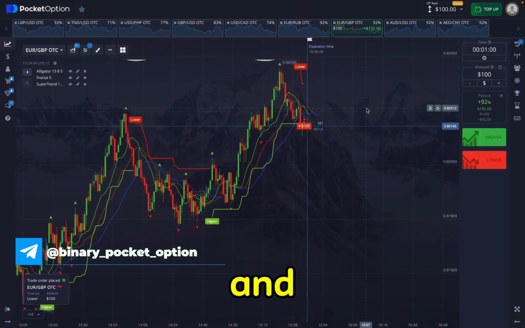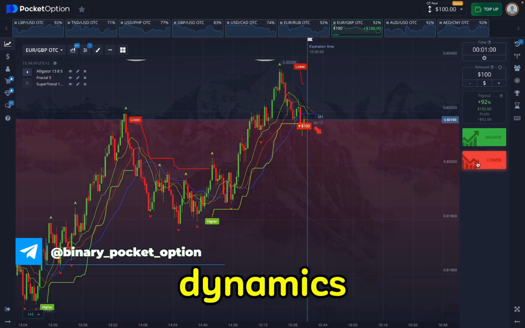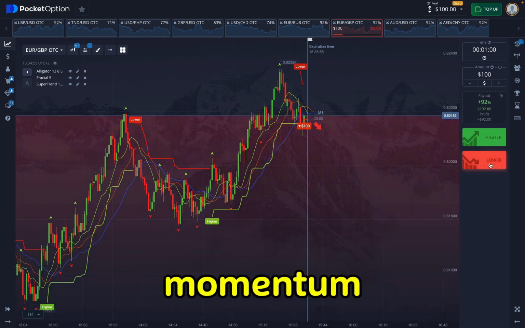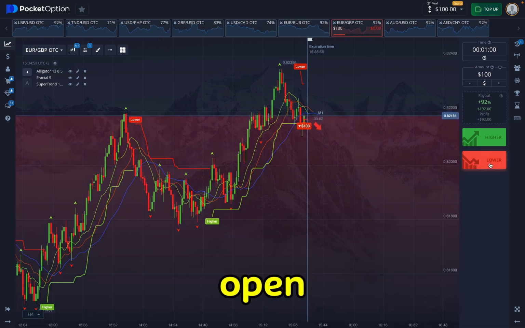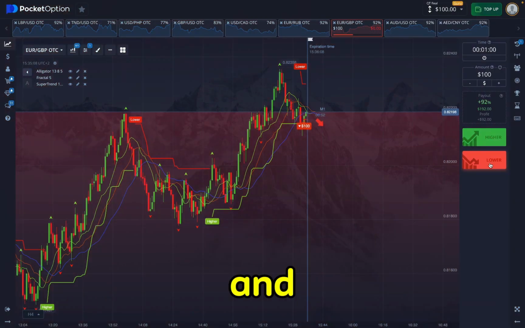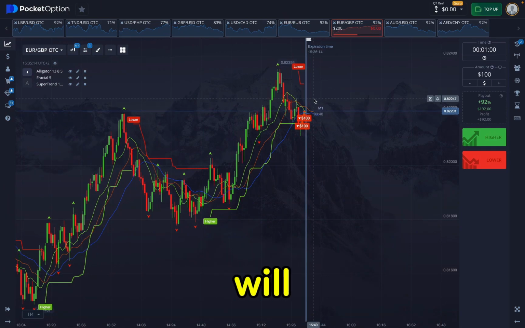And let's go ahead and open the position right here on the downside in a pullback of the dynamics against the direction. If the dynamics on this candle will show even more upward momentum in the direction, I will open an additional entry point because here are good enough conditions for the opening. And let me open an additional trade right here. I will not wait long.